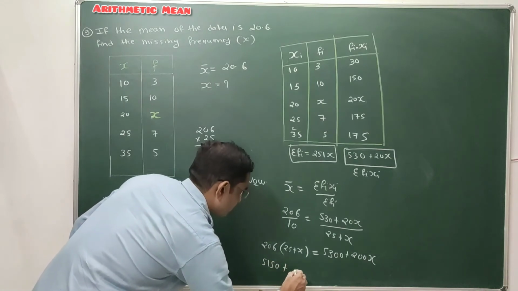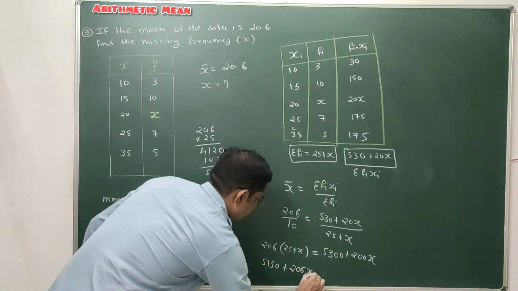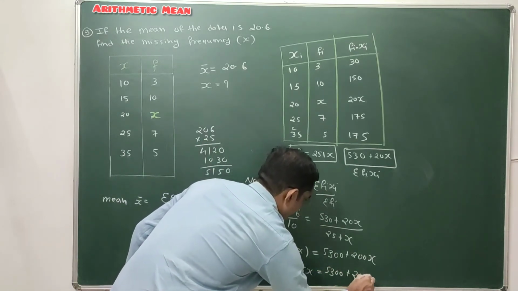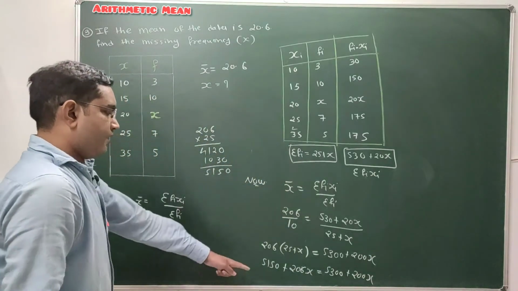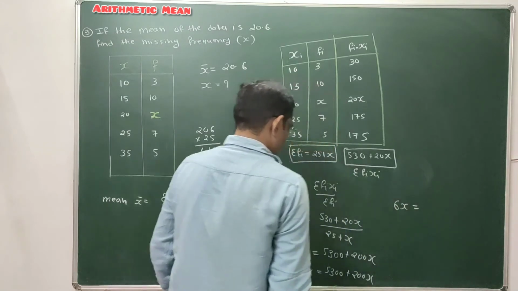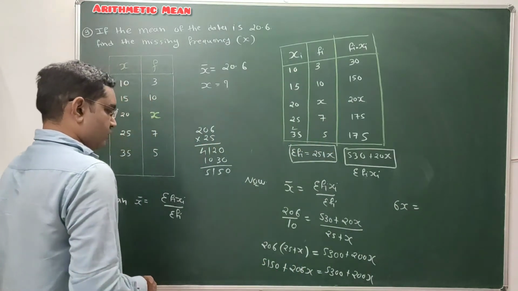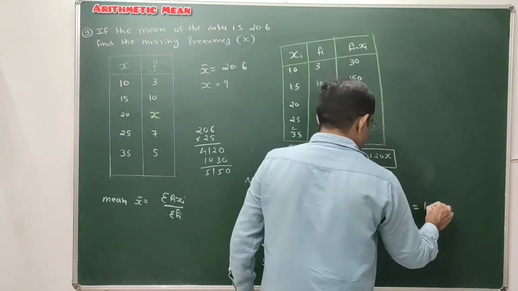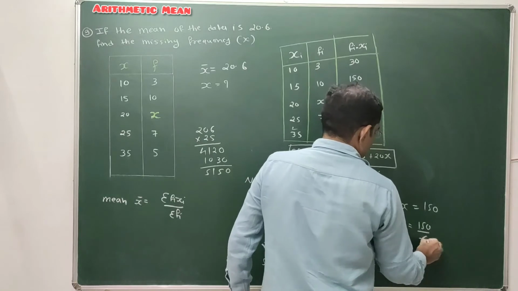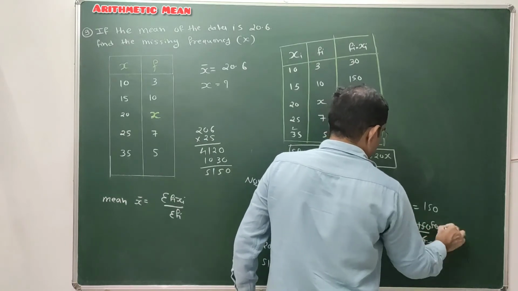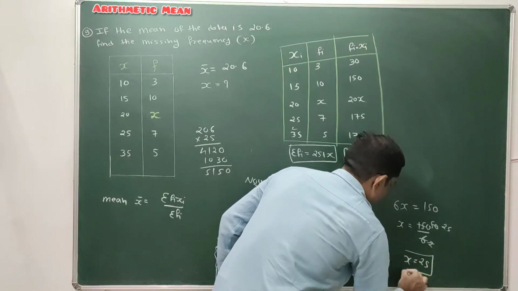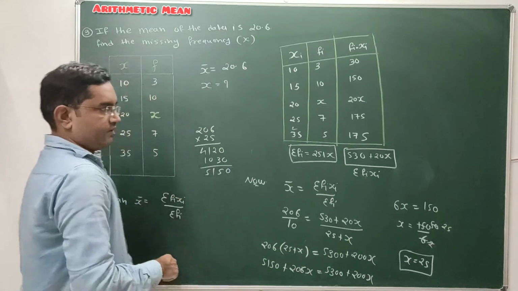is 5150 plus 206x equals 5300 plus 200x. So 206x minus 200x, it's 6x equals 5300 minus 5150, so it's 150. So x equals 150 by 6. 3 2s are 6, 3 5s are 15. So unknown frequency x is 25, that is the answer.